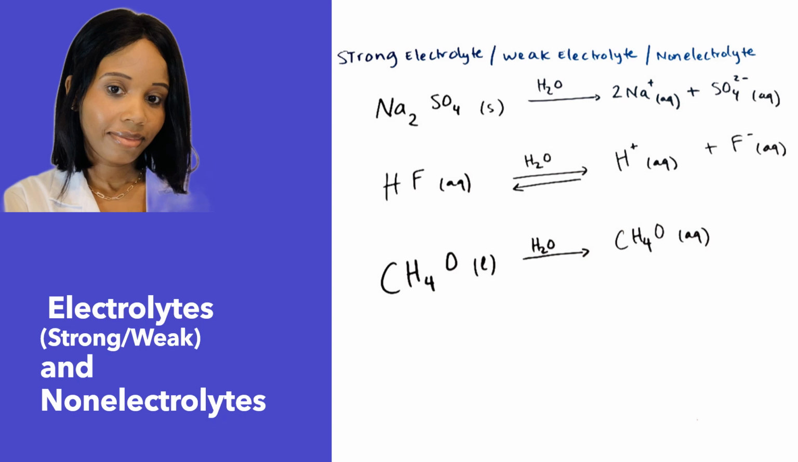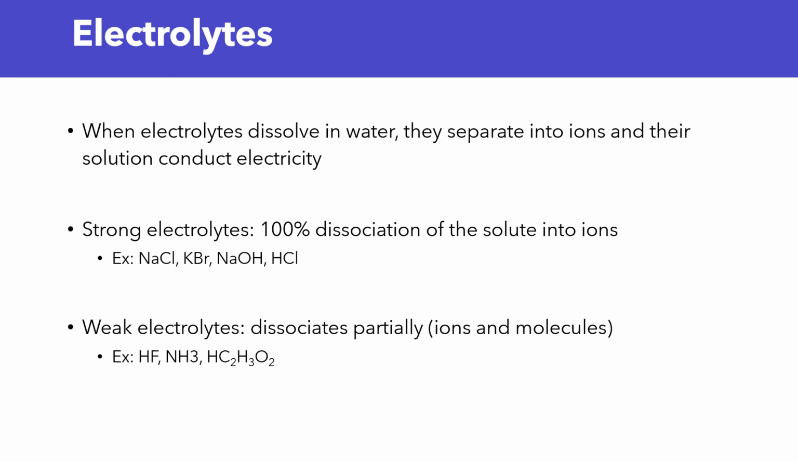Okay, let's get started. What are electrolytes and how do we differentiate between strong electrolytes and weak electrolytes? When electrolytes dissolve in water, they separate into ions and their solution conducts electricity. Now, strong electrolytes, when they dissolve in water, dissociate completely into ions. So 100% dissociation. So what does that look like?